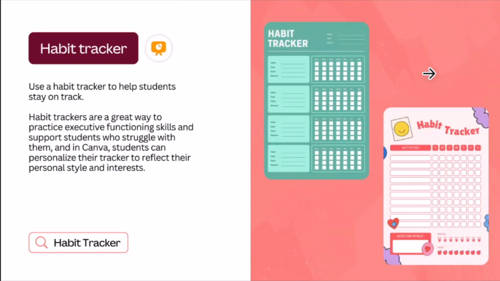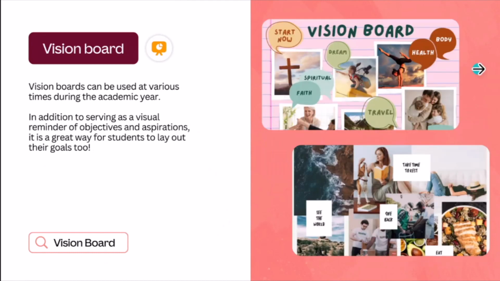Even thinking about a habit tracker to keep students on track. It's a great way to practice executive functioning skills and really support those students who maybe struggle in that area. And again, they're going to be able to change colors and fonts and add elements to really capture their own personality and their own interests and design flair. So you will be able to find, again, these templates in the Canva library too. If you search habit tracker in that library, you're going to find lots of different examples.